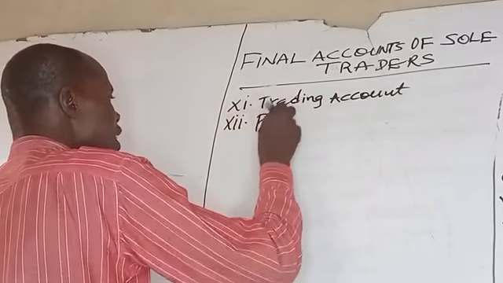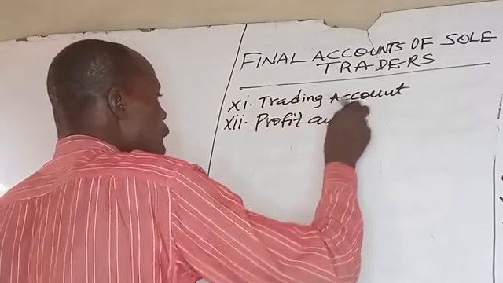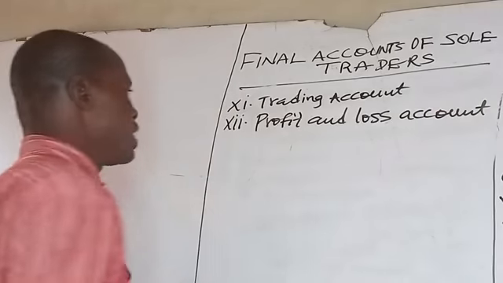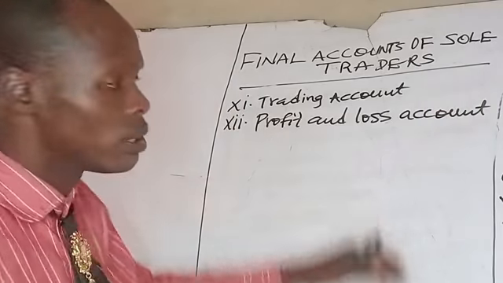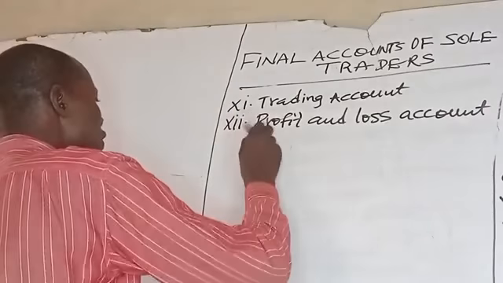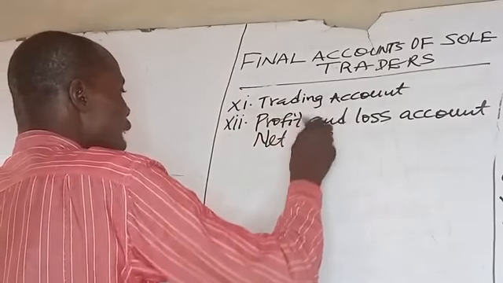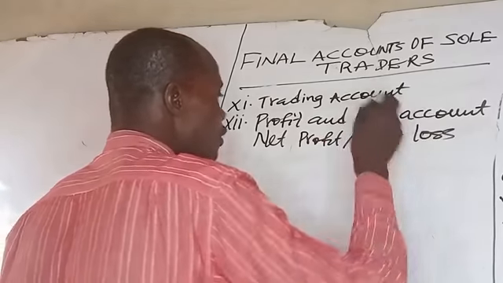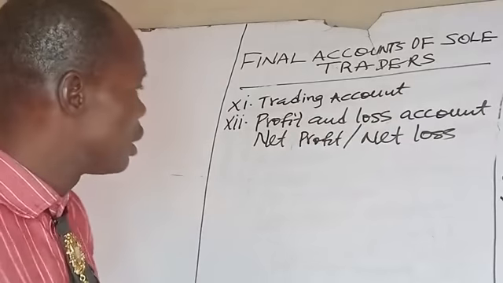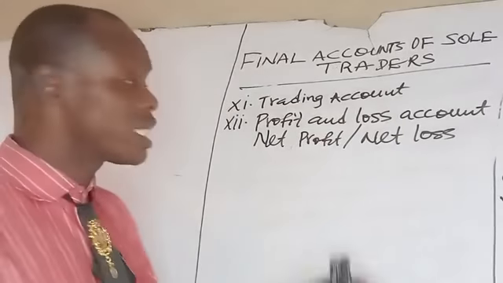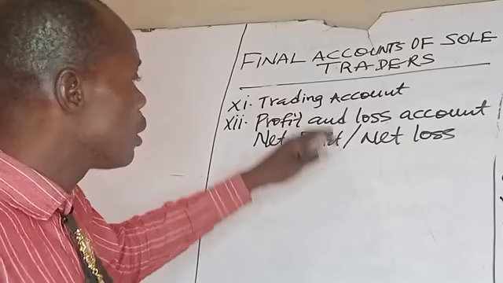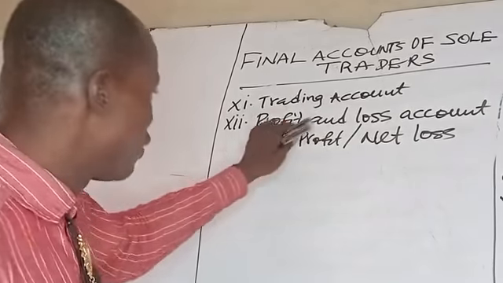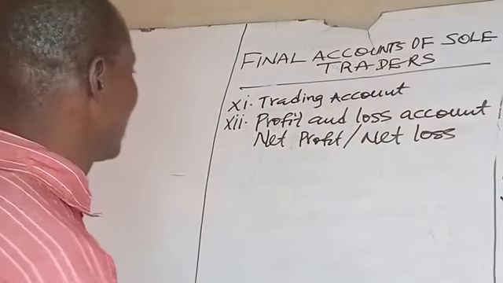Number 12. Profit and loss account. This is the account prepared to ascertain the net profit or net loss for the trading period. The account prepared to ascertain the net profit or net loss of the trading period. That is profit and loss account.